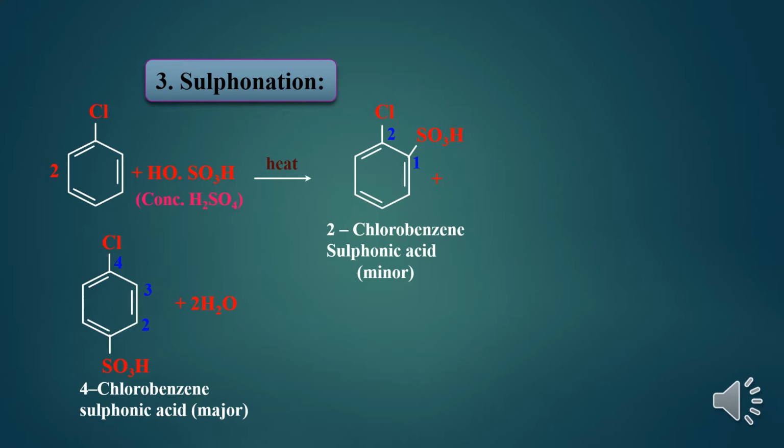So this is about sulfonation. So sulfonation reagent is concentrated H2SO4 and the electrophile is SO3H. So you will get 2-chlorobenzene sulfonic acid and 4-chlorobenzene sulfonic acid.